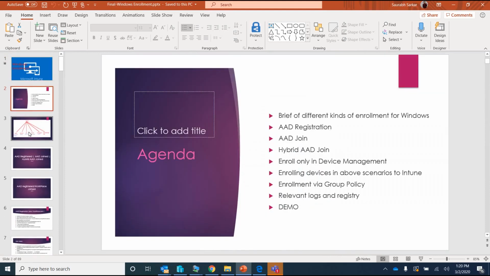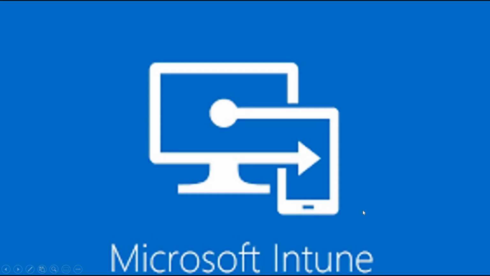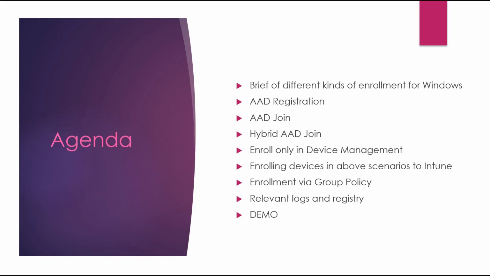I know this has been a pretty long one, but the intent was knowing the difference between what Azure AD registration, Azure AD join, hybrid Azure AD join, and enroll only in device management are, how we can troubleshoot issues related to group policy enrollment, how that happens, how it is set up, what logs to check, what registry to check, and a demonstration of all of them, right? So that's pretty much it, guys. I hope that I was able to touch on most of the points.